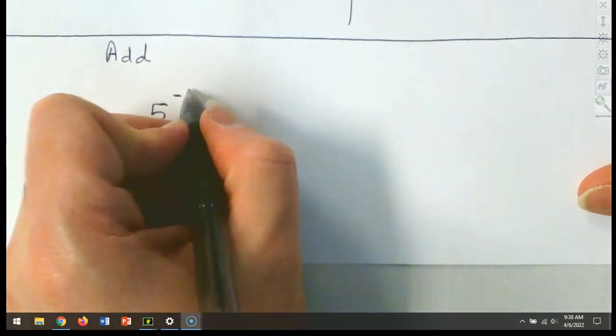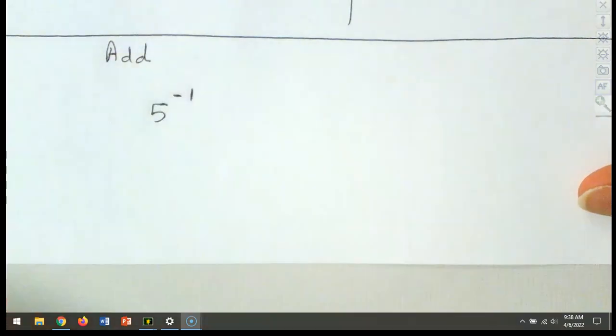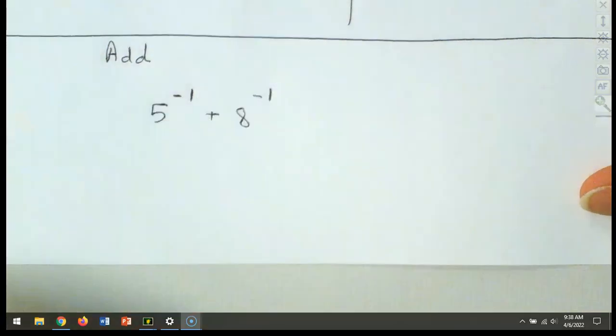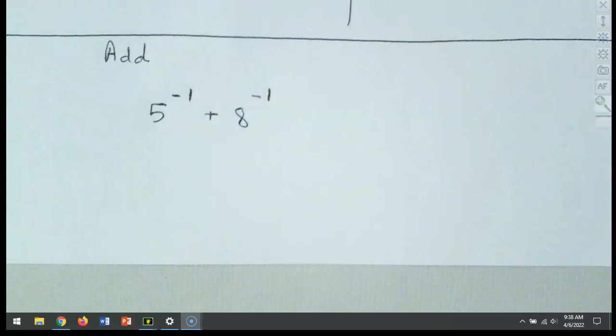About 5 to the negative first power plus 8 to the negative first power. Okay, so how do we handle a question like this one? We cannot just simply add the 5 and the 8 together, even though they have the same exponents, we have addition there. What do we do before we add?